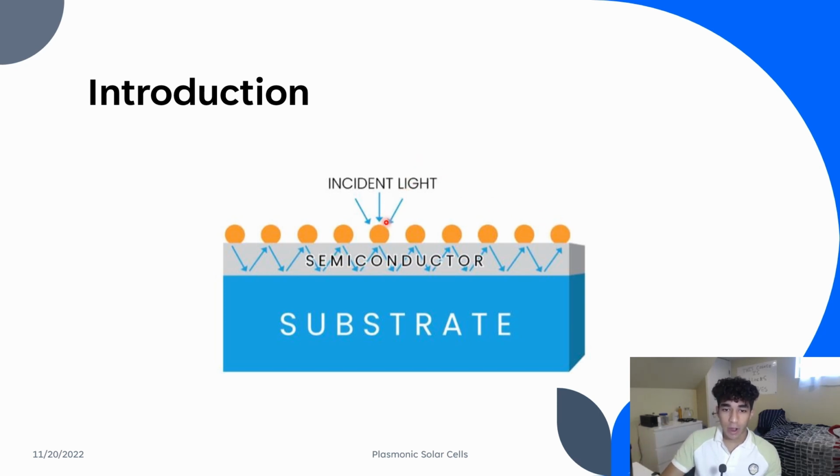So when light comes and hits the nanoparticles, these nanoparticles actually scatter the light forward into the semiconductor. And now light is trapped between these nanoparticles and the substrate. So it keeps moving through the semiconductor over and over again, as you can see here. What this is doing is increasing the absorption of the semiconductor. The more times light goes through the semiconductor, the more electricity we can generate.